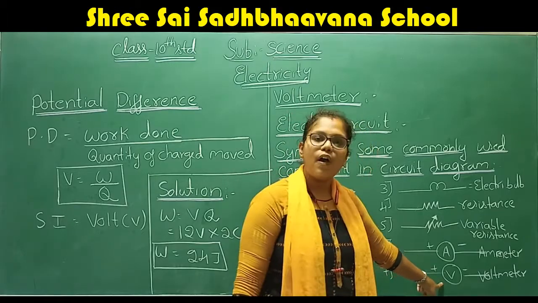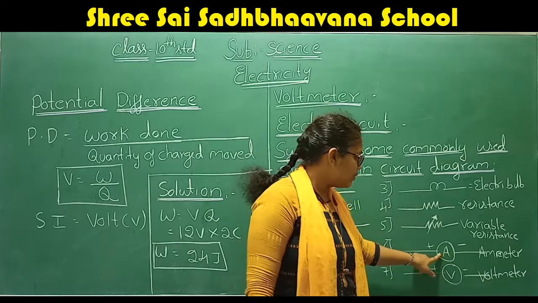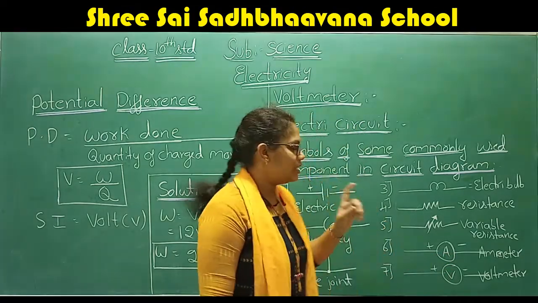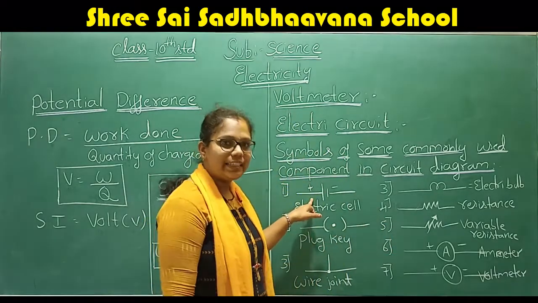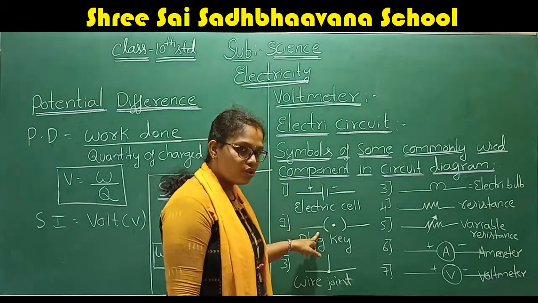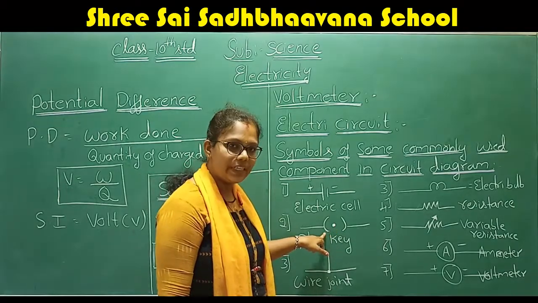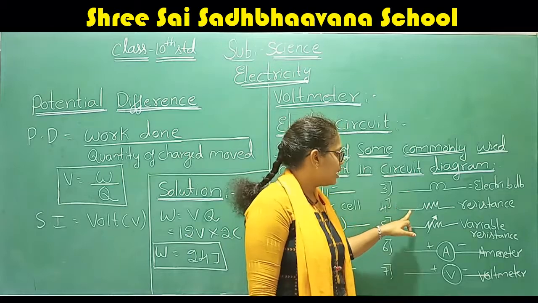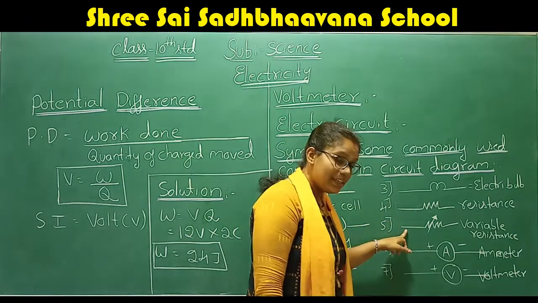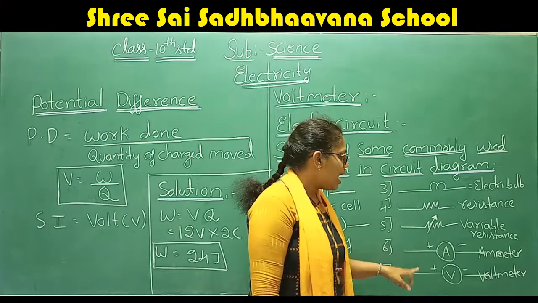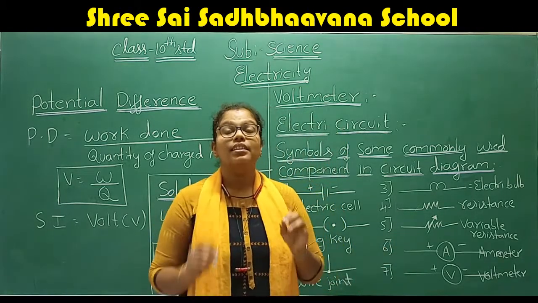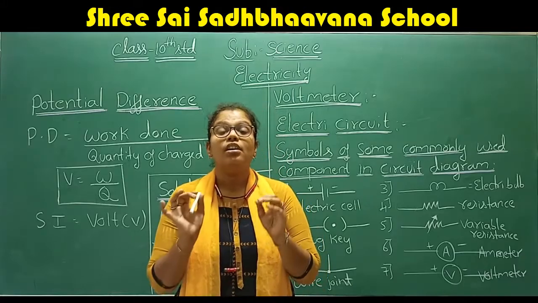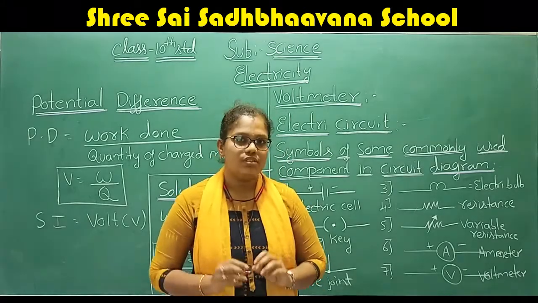This symbol indicates the voltmeter. This is the symbol for the ammeter and this is for the voltmeter. One more time we just see it. This is for the electric cell. This is the closed key. If it is removed, it is the open key. Wire joint, electric bulb, resistance, variable resistance, ammeter and voltmeter. These are some of the important symbols we are going to see in our electric circuits.